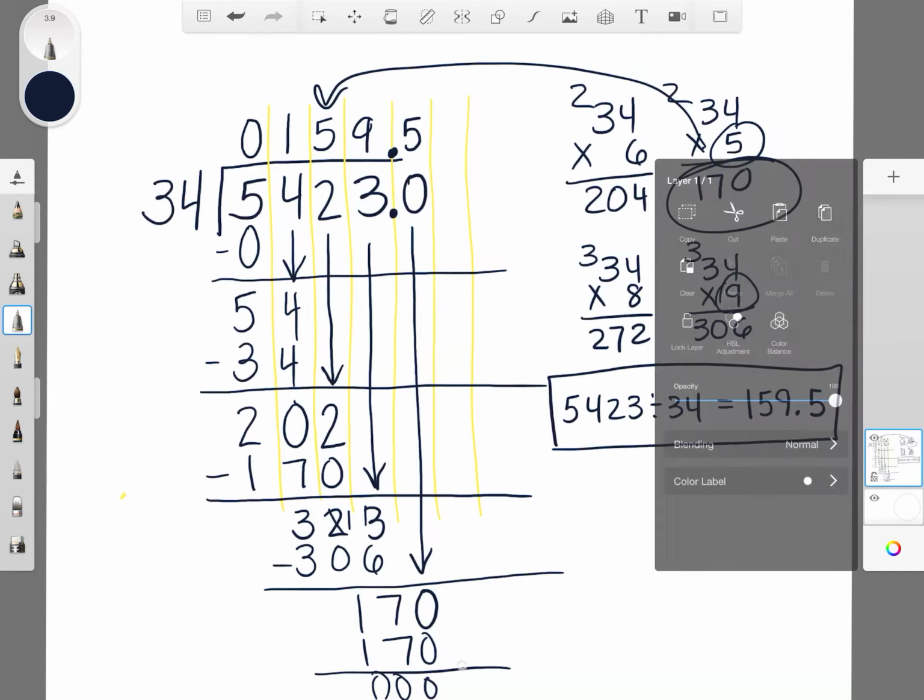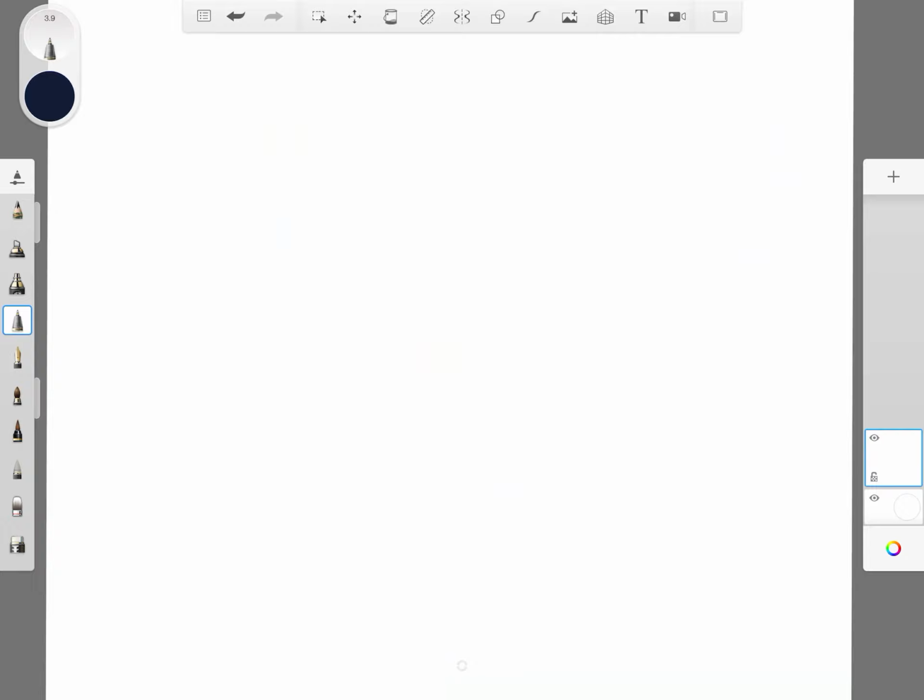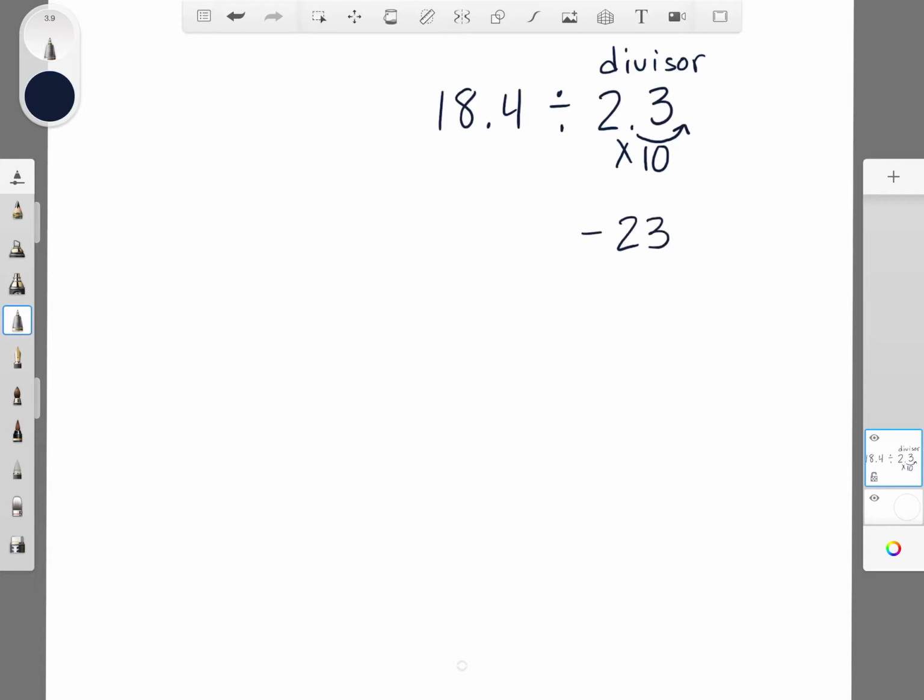Okay, let's do another example. Let's clear this one. Let's do one where we have a decimal in our divisor. Let's take, for example, 18 and 4/10 divided by 2 and 3/10. This is our divisor, and we don't want to have a decimal in our divisor. So we're going to multiply this by 10, because when we multiply by 10, remember we can just move the decimal one over, making that 23.